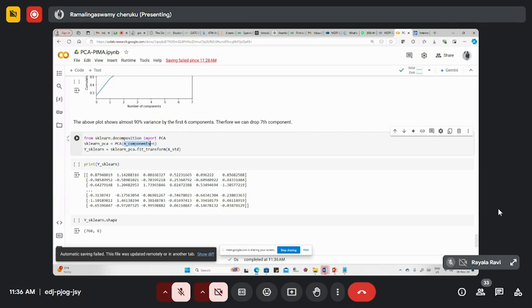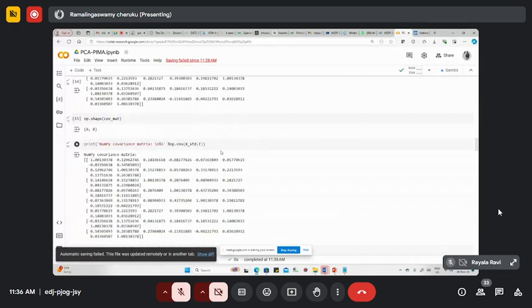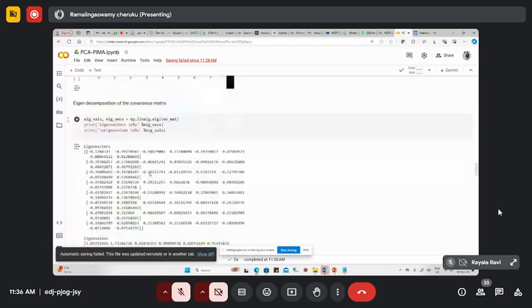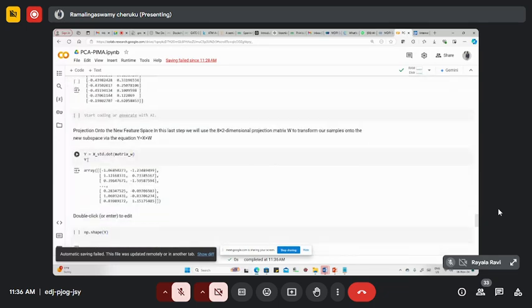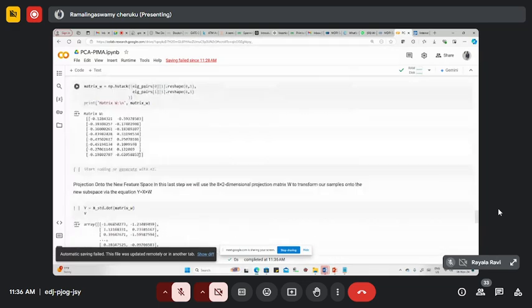Once the number of components is equal to 6, then using sklearn PCA, you have to transform the data x_std. What is the dimension of x_std? Go back to x_std. I think it is 768 by 8. Now let us check it. What are the dimensions?